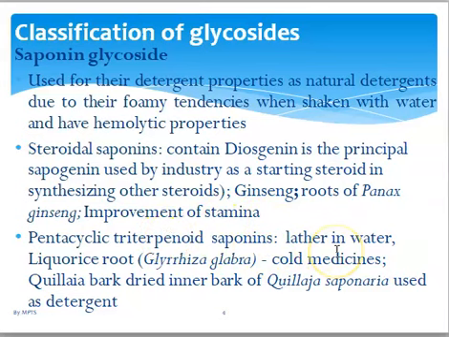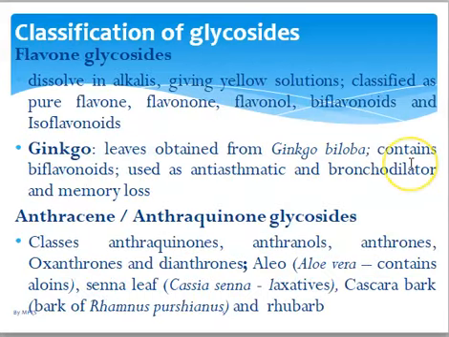These are the ones which lather in water. For example, licorice root, Glycyrrhiza glabra. Because this is not a rhizome, ensure you explain this, which I'm explaining. It is used in cold medicine. And the Quillaja bark, a dried inner bark of Quillaja saponaria, is used as a detergent, because when it is put in water, it lathers and forms foam. You know what I'm talking about.